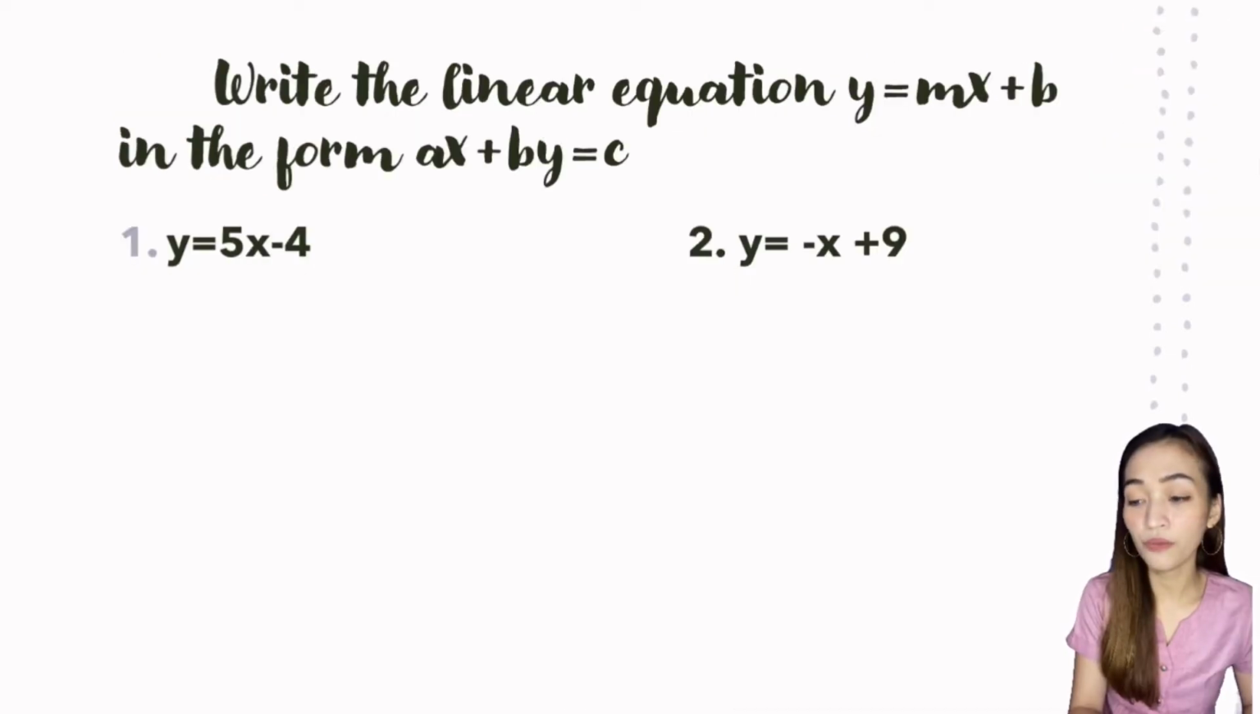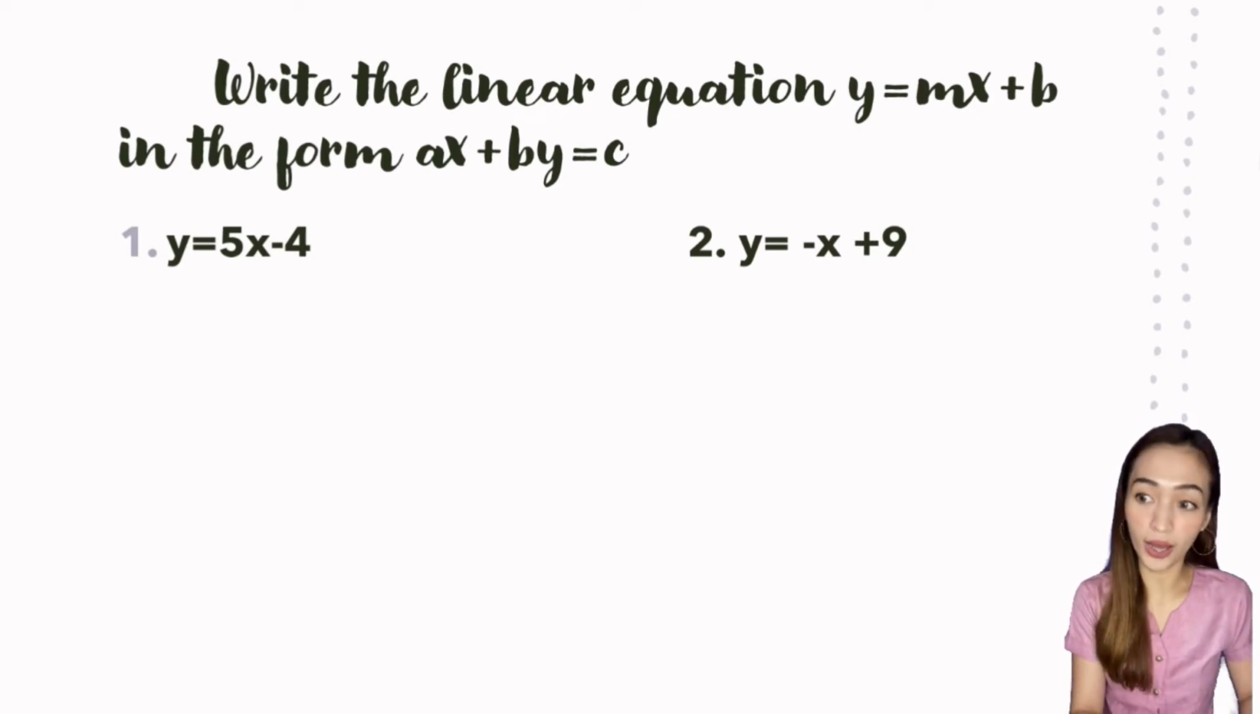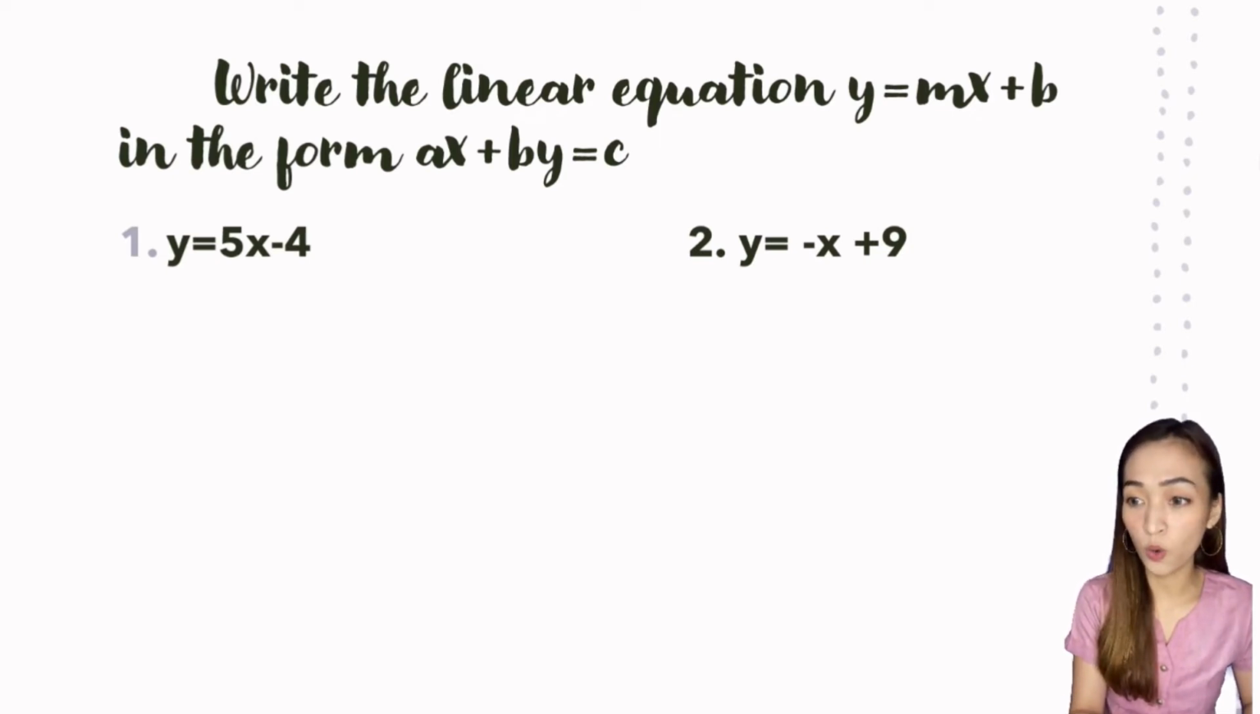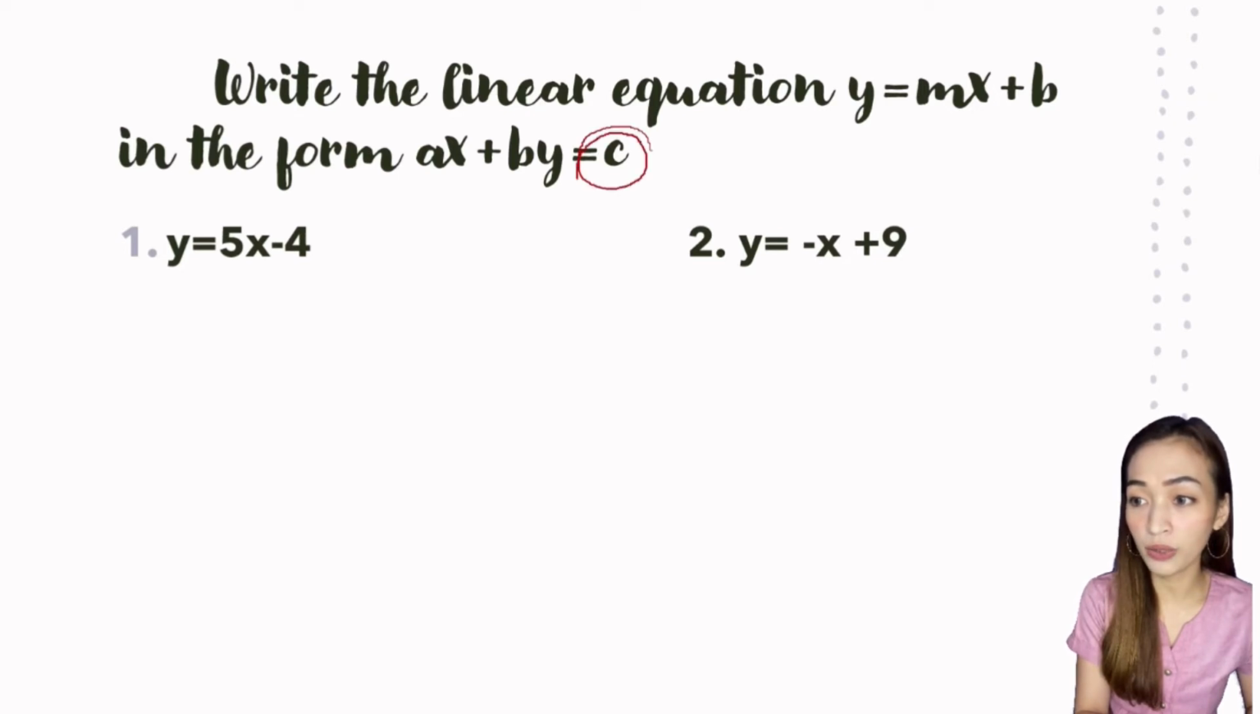Okay, how about if we have this one? For example, we have to write the linear equation y equals mx plus b in the form of ax plus by equals c. So, as you can see here, our constant, we will leave at the right hand side. We will transpose x and y to our left-hand side. So, for example, number 1, we have here y equals 5x minus 4.